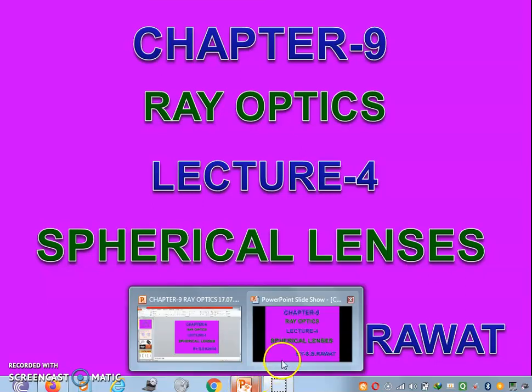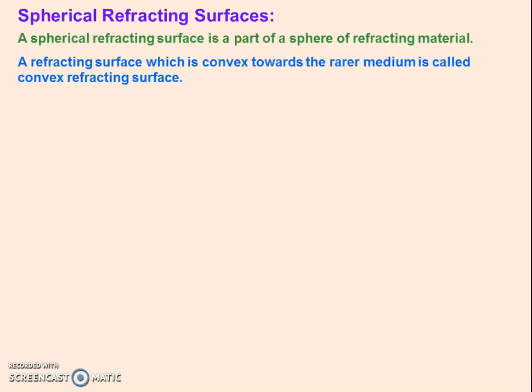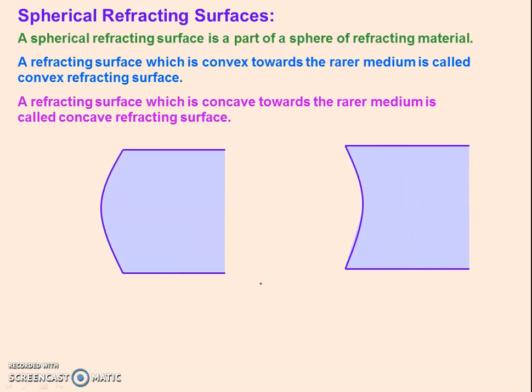Good morning, students. This is chapter number 9, ray optics, and today's topic is spherical lenses. Before going to the spherical lenses, we have to understand what is meant by a refracting surface. So there are two diagrams.